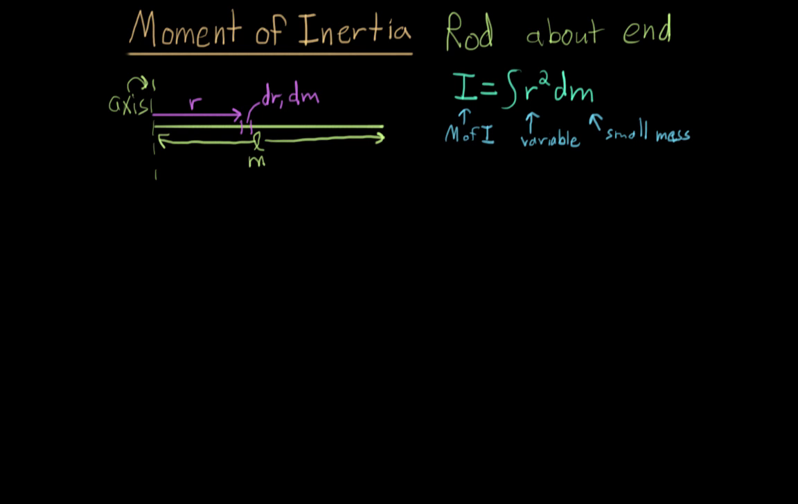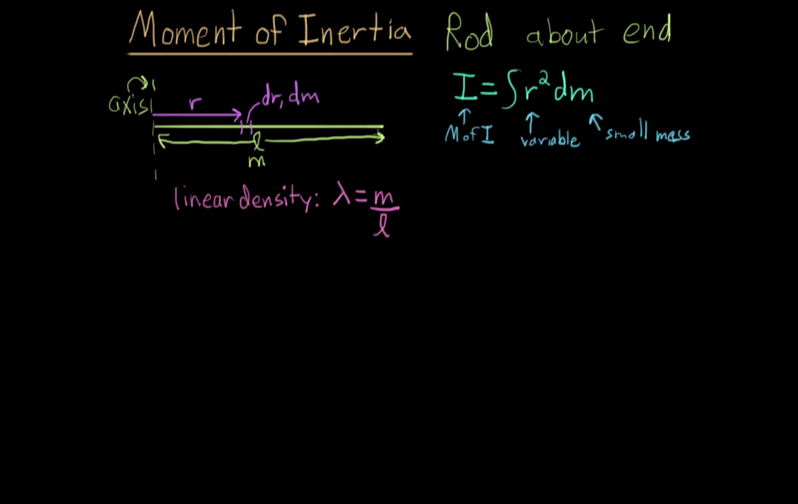Now, the way that we relate all of these so we can solve our problem is using the idea of linear density. Linear density is like the idea of volume density, which we're more familiar with. Volume density is mass per unit volume. Here, linear density, and the symbol I use is lambda, is equal to the mass divided by the length.